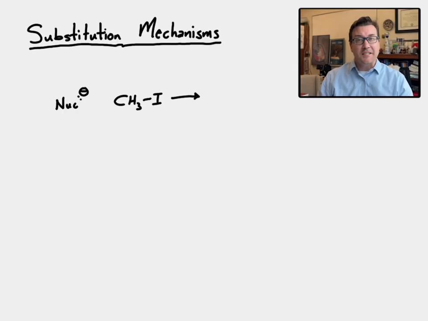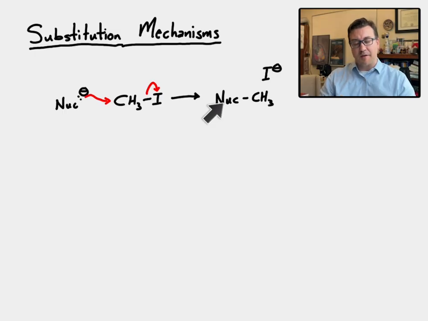Hi, in today's video we're going to be talking about substitution reactions and the mechanisms of how these operate. So when you have a nucleophile interact with an electrophile, you can push the electron arrows and form a new bond between the nucleophile and that electrophilic carbon, and you kick off the leaving group. If you want to know about leaving groups, look at the past video.